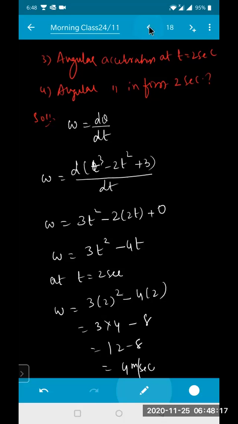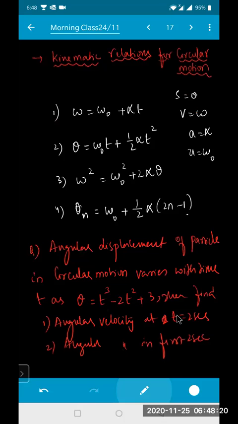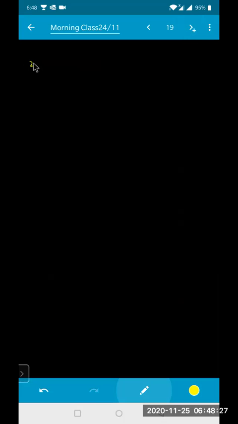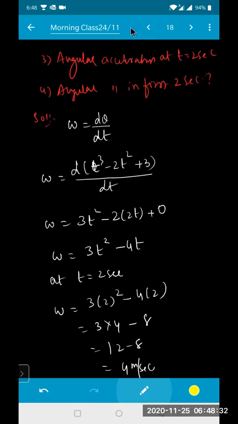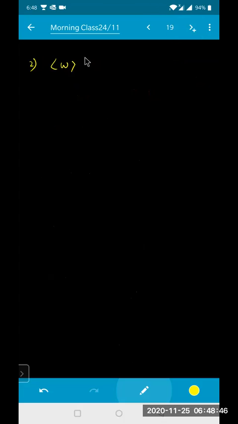Second one, what is being asked? The angular velocity in the first 2 seconds. That means the average angular velocity. So if I'm talking about average, it is equal to delta theta divided by delta t.